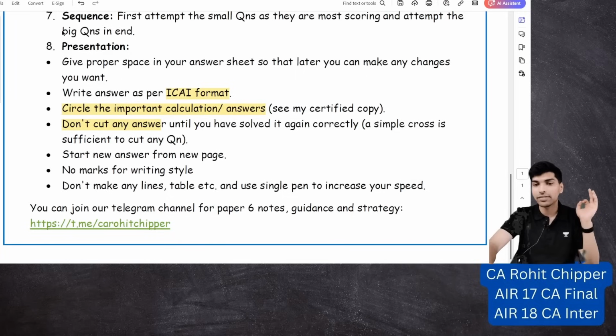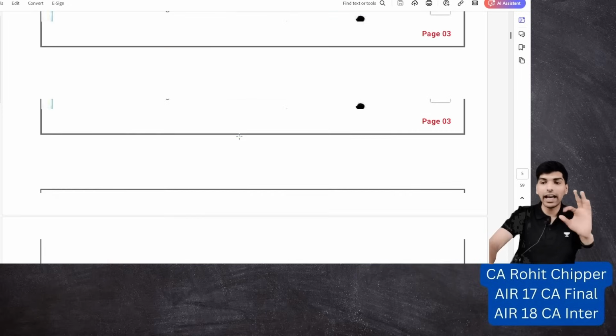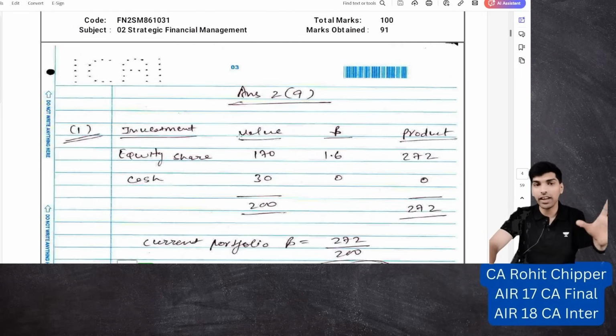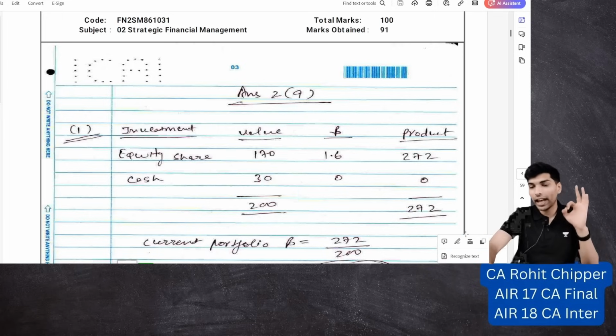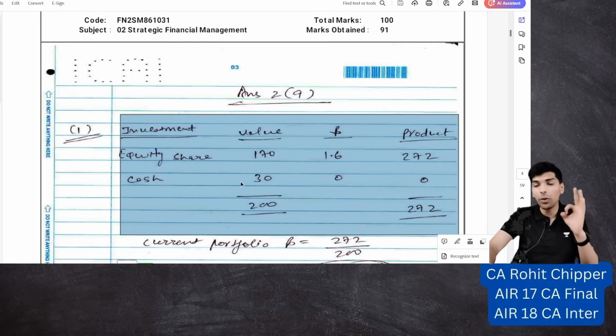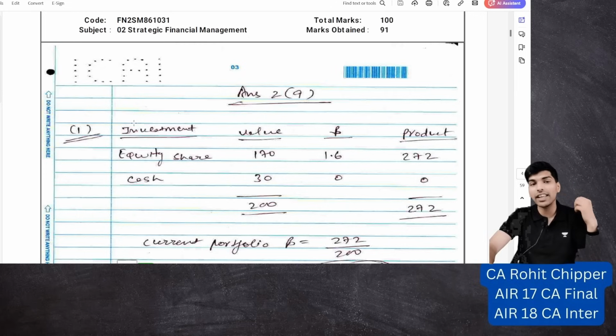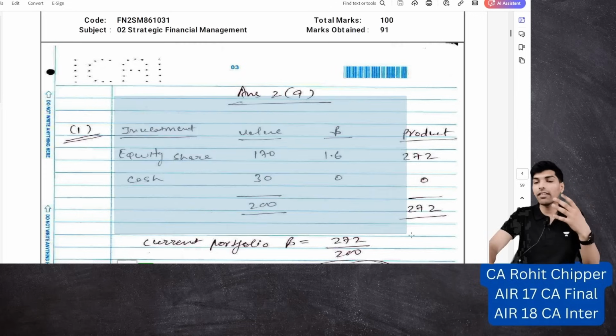Next thing is don't make lines, tables, etc., and use a single pen. If you see my copy as well, I have never made any lines with a scale. I haven't even taken a scale with me to the examination center. This table I have created, no pencil, no pen I have used. I have just written the words in a table format, with no scales and lines drawn. This saves lots of time and that's why I was able to attempt all the questions, because I haven't given any time to all these decorations.